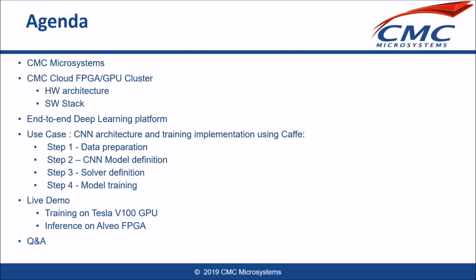The demo consists of two parts. The first one is to demonstrate the acceleration of Caffe on one of the most powerful GPUs in the world today, the Tesla V100 GPU, and then demonstrate the inference on the Alveo FPGA card, which is a card from Xilinx, a very powerful card as well for inference. We're going to show the whole software stack for this cluster, and we're going to conclude with the Q&A session.